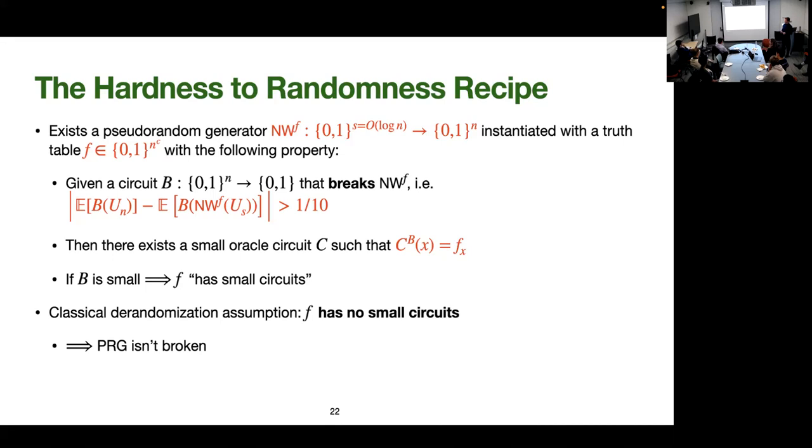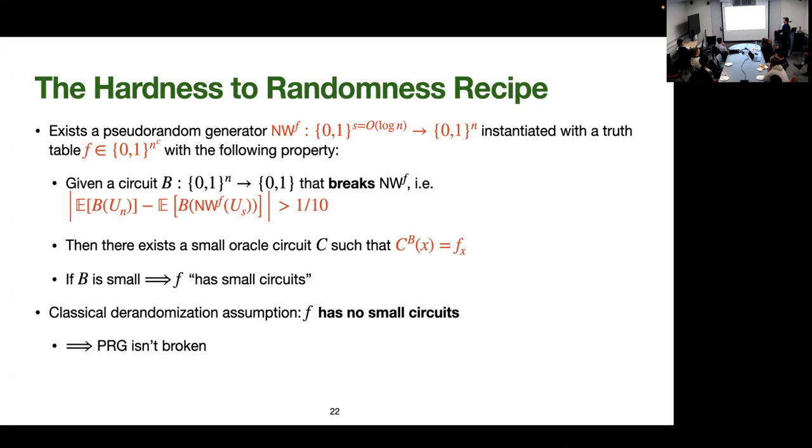I'm still having trouble parsing. So what is the quantifier on f? Is it there exists, or any? The pseudorandom generator takes in any string you want to give it. So this pseudorandom generator, which other people constructed, you give it some string f, and if you break the generator, then, yes, that is for that particular f, exactly.